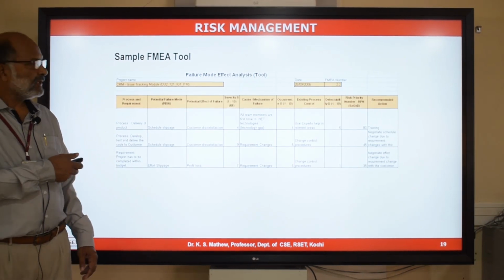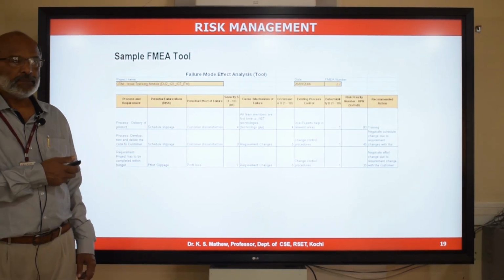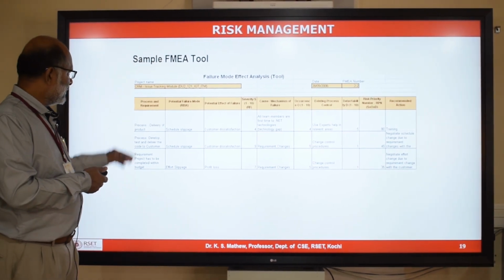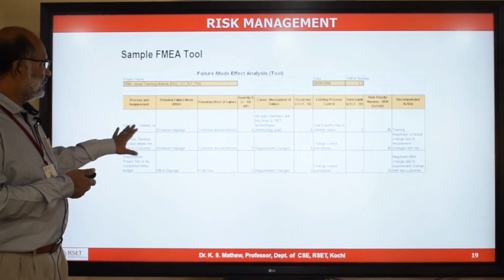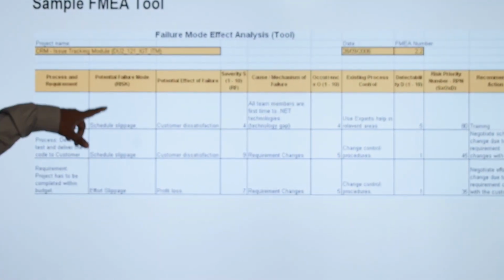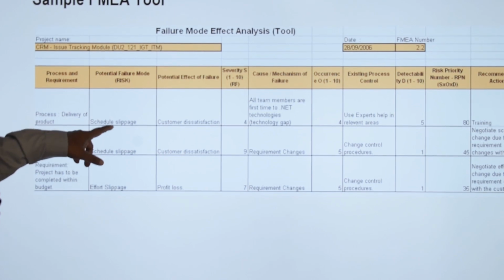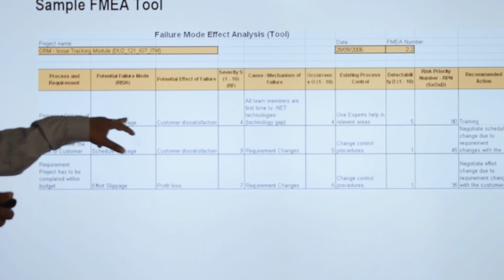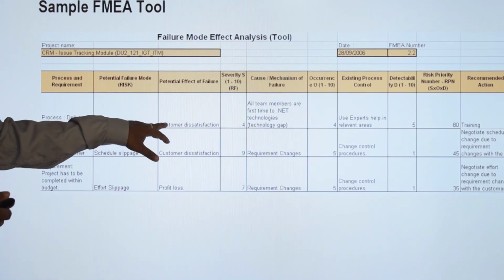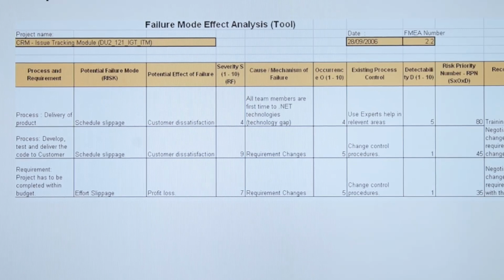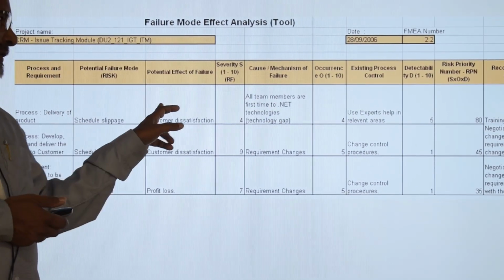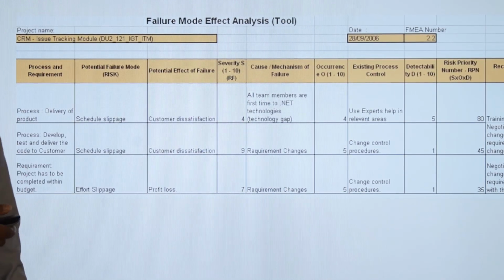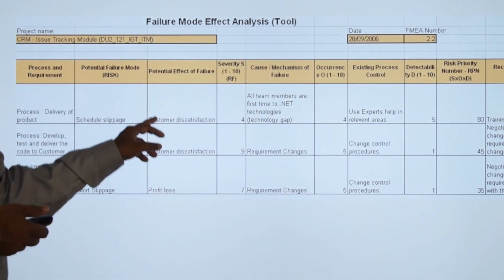So there is a sample FMEA tool, an Excel-based simple tool, which can be used to apply the FMEA technique for risk analysis. So in the first column, you have the process and requirement, which is related to the specific risk. Potential failure mode, which is nothing but the risk, that is schedule slippage may happen because of this. And potential effect of failure, if there is a schedule slippage, what is the consequence? Customer may be dissatisfied. And what is the possible cause for this risk? All members are first time to .NET technology. So using a new technology, that's the cause of this particular risk.